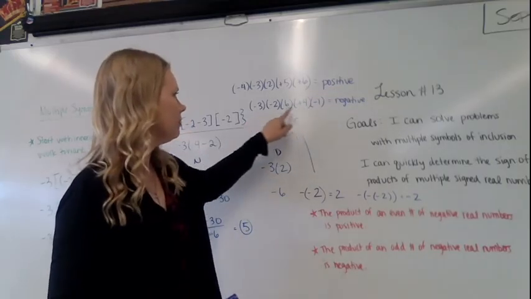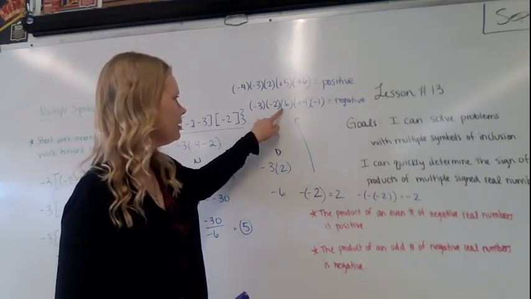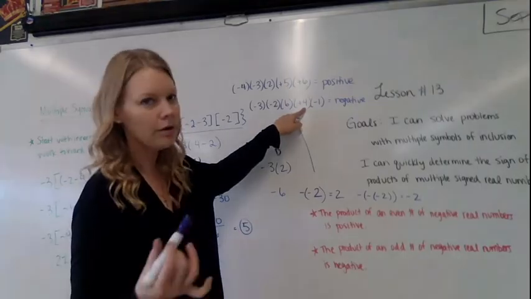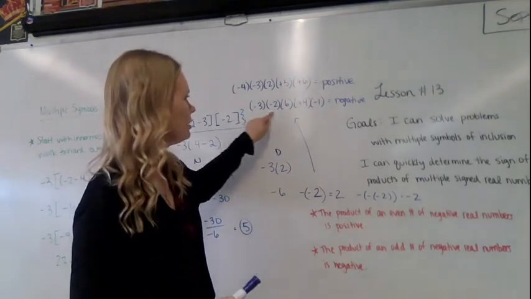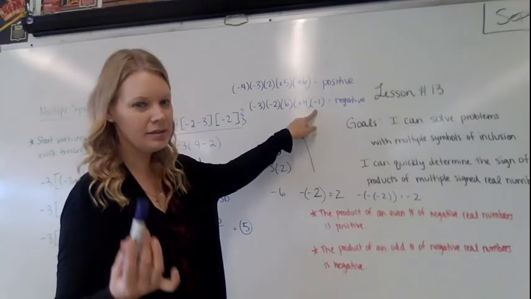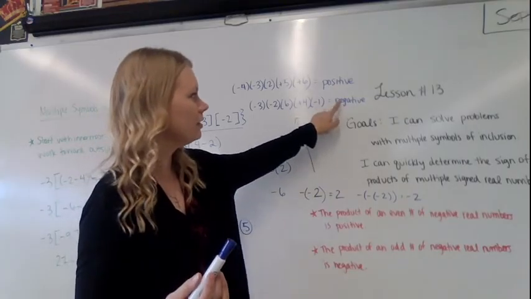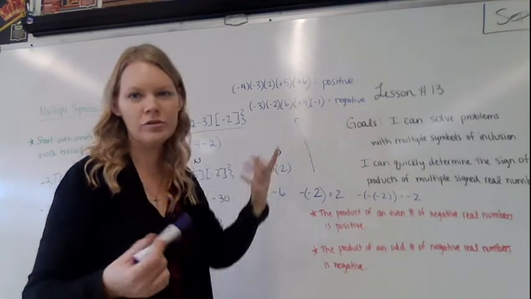And then here we've got -3, -2, 6, 4, and -1. So 1, 2, 3 negative symbols. 3 is an odd number, and therefore our eventual product will be negative.